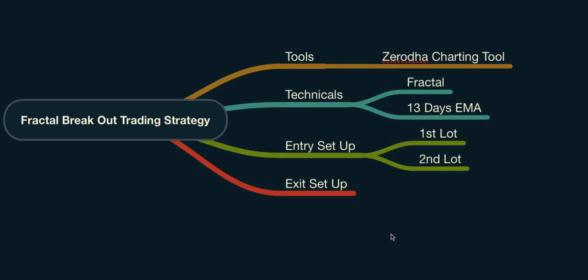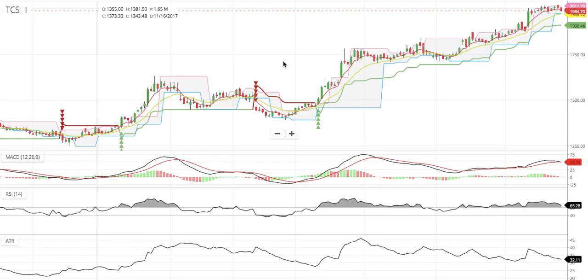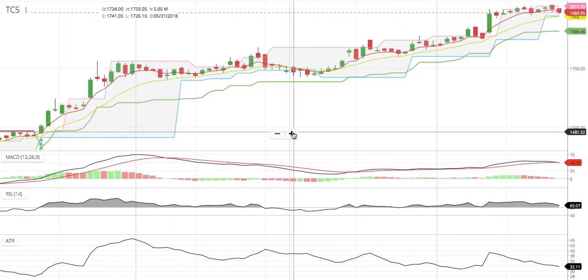So, the first thing that we need as a tool is one charting software. We will be using Zerodha as a charting tool for this. And if you are not able to see this screen, let me know. I will show you on a separate page. I can discuss this separately.